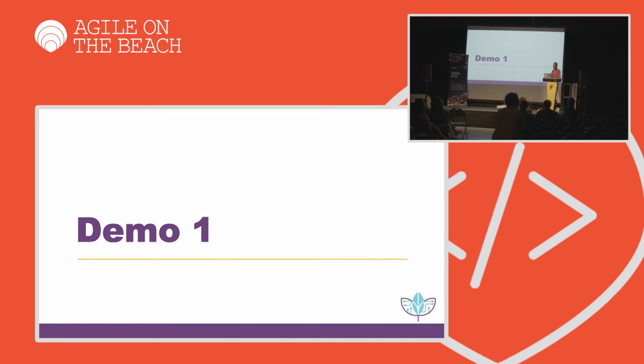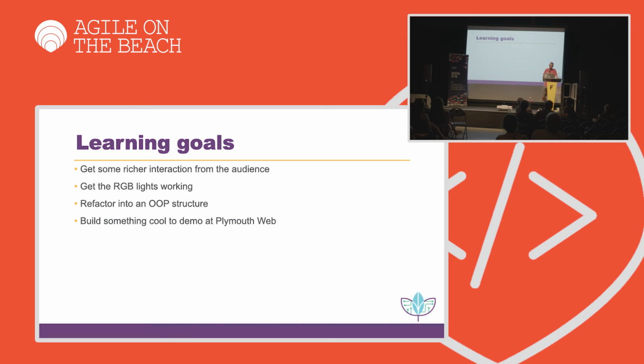So, now that you have shared some bird names, you're kind of prepared for the next demo. I thought I should probably build something proper, not just a page. And I want you to remember I'm trying to blag this as work. So I came up with some more learning goals. I wanted to get richer interaction from the audience. I wanted to get some RGB lights working, because all of these pads up at the top are RGB, and I'm a geek, so I like RGB things. I wanted to put it into an OOP structure because it was just one long procedural file, essentially. And I wanted to build something cool to demo at Agile on the beach. I should have put quotes around cool there, to be honest.